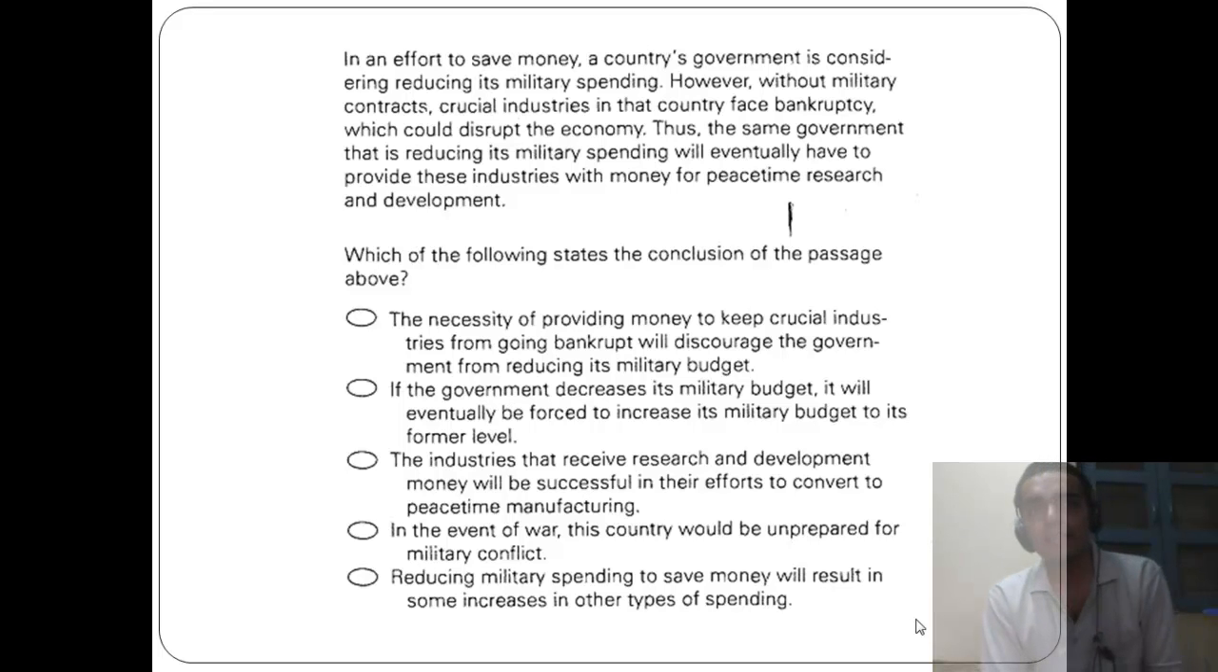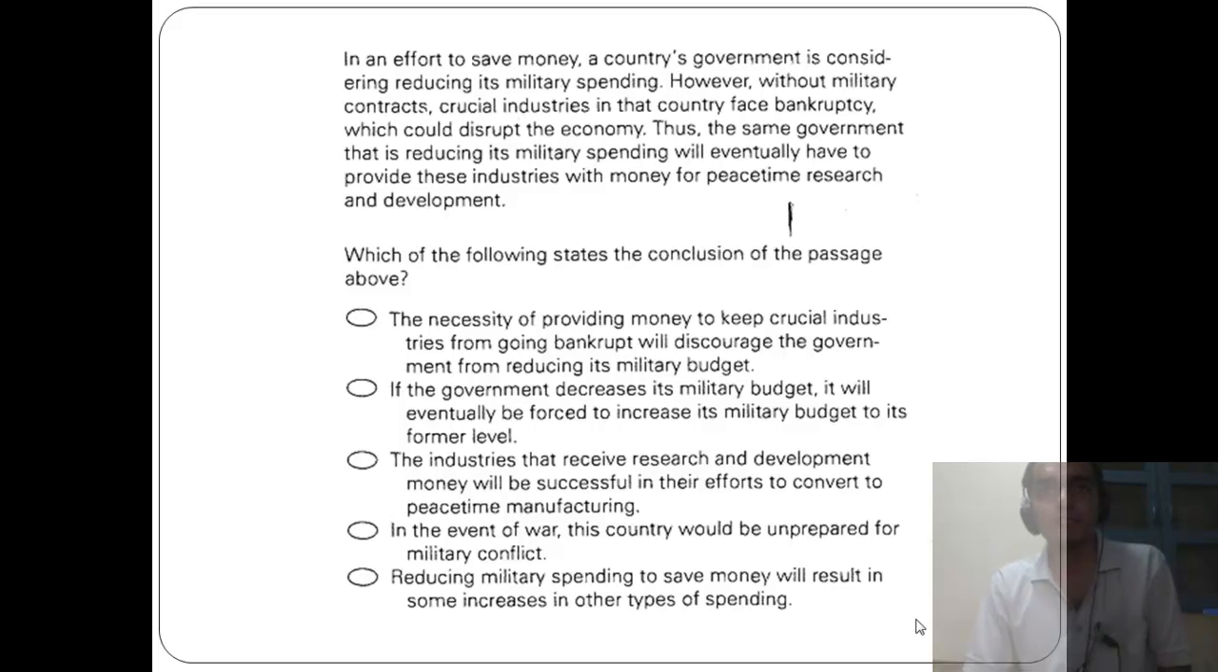It seems fair enough, but the scope is kind of different. It's about the government and the idea about what the government has to do. Let's keep this option for a while. If the government decreases its military budget, it will eventually be forced to increase the military budget to the former level. This is not the case. He's talking about what will happen and how the government has to do some other things, like give money for peacetime research. B is out of scope.